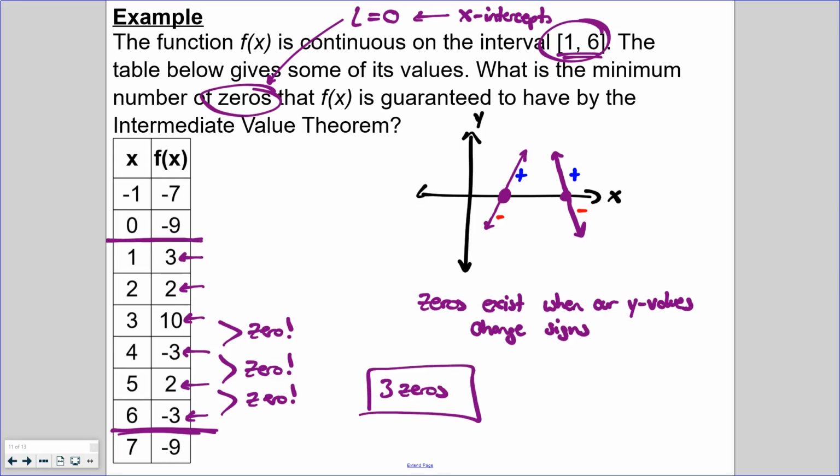And there we have it. So after analyzing the intermediate value theorem and what zeros meant, all we had to do was figure out when the y values change signs, and that indicated that we have a 0.